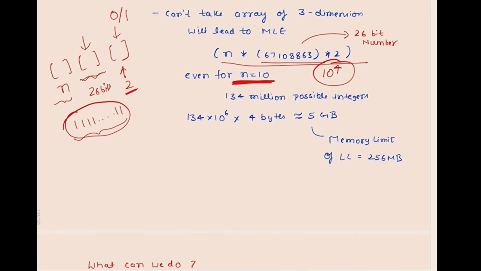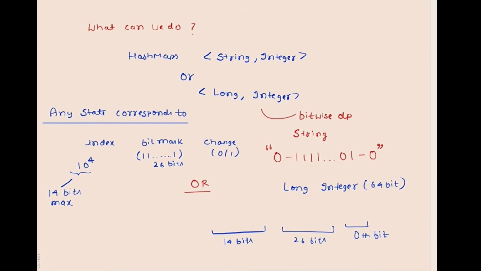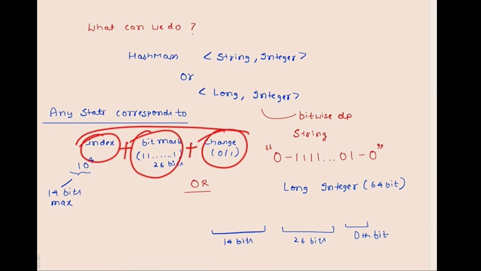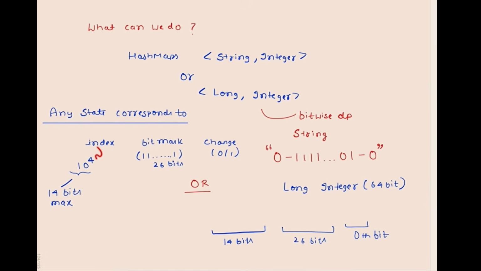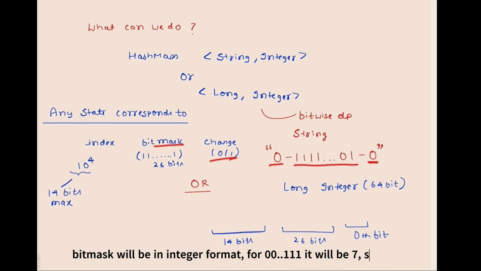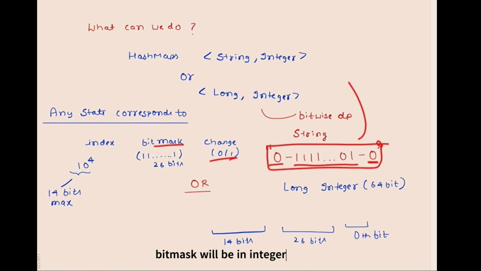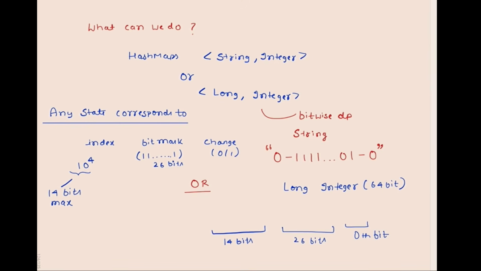I did try another approach with a hash map. In the hash map, we can take a string to integer mapping. The string will be made of three things: index, bit mask and change. We can have our index, our bit mask and our change added as a string, and have whatever value it has in our map. Let's say our index is 0, the bit mask is this one, and the change is 0 or 1. Then this string we can store in our hash map, and we can save all the states of DP with the help of this string.